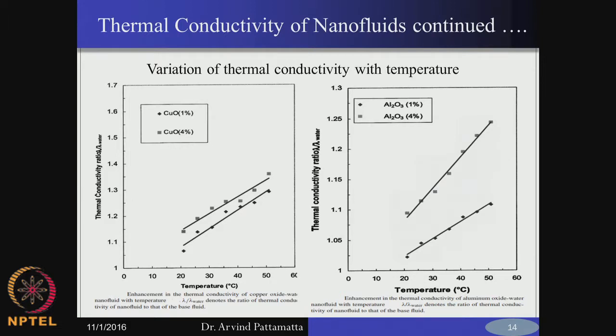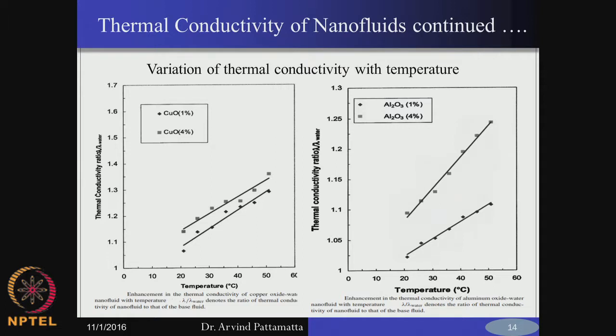So, not only the variation with volume fraction, but for a given volume fraction, if you measure the variation with temperature, you find it is a very strong function of temperature. So, for both the alumina and copper oxide, if you increase the temperature of the nanofluid from say 20 degrees to 50 degrees, you see a considerable enhancement from 20% to close to 40% for copper oxide. Okay. And for alumina you have enhancement from 10% up to 25%. So, they show very strong dependence on temperature.